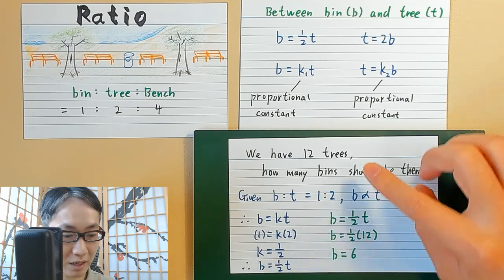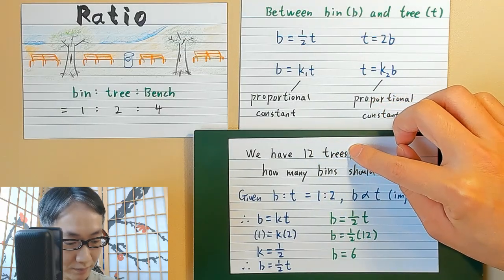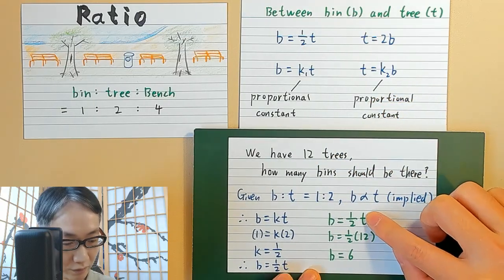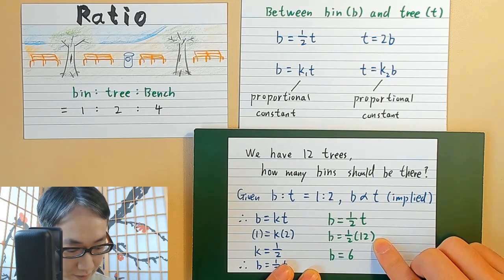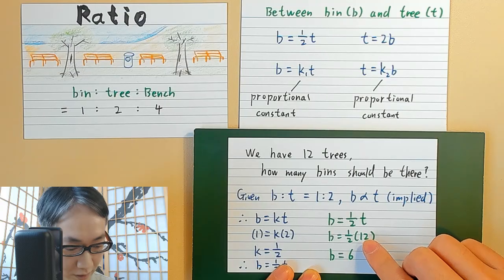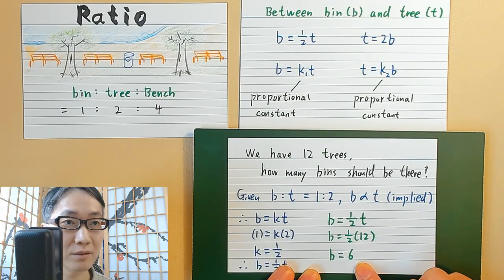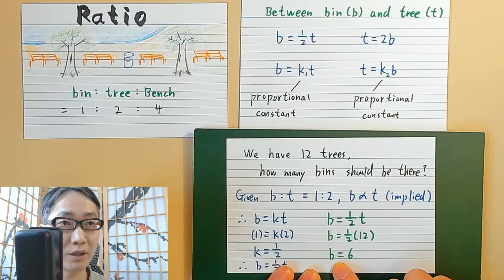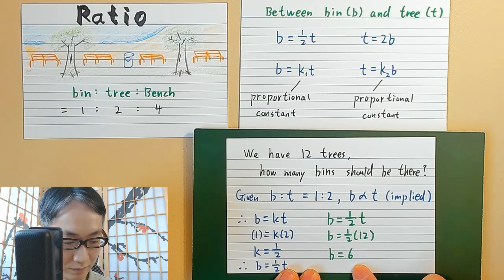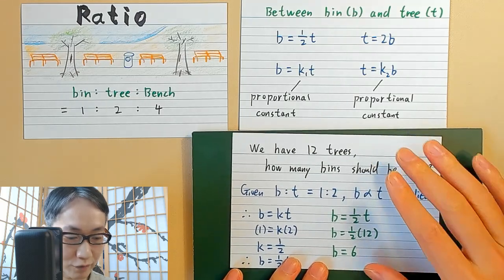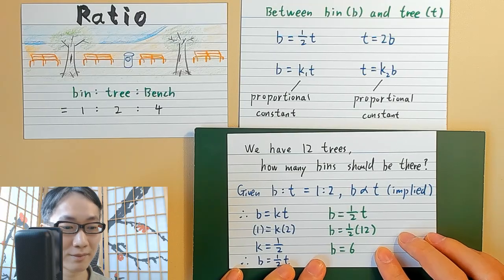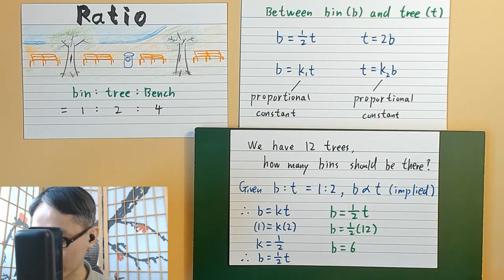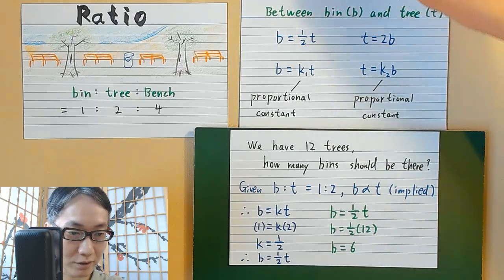Okay. And now we know that we have 12 trees. So from the equation, we substitute 12 into T, like this. Then 12 times 1 over 2 will be 6. And we know that the number of bins will be 6. So this is like the orthodox way, the full way to do this. However, we have a quick method.